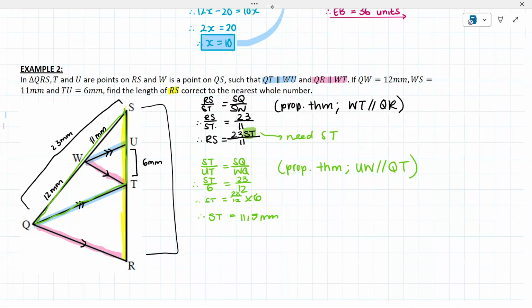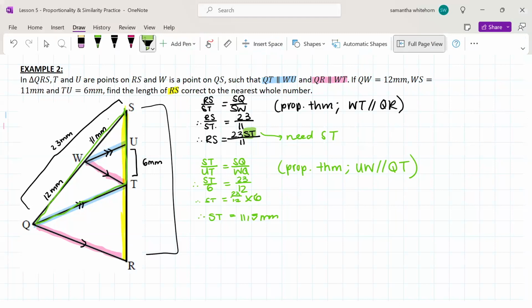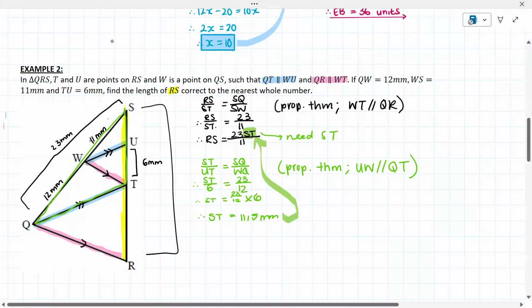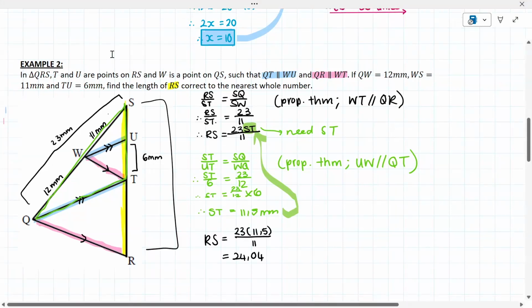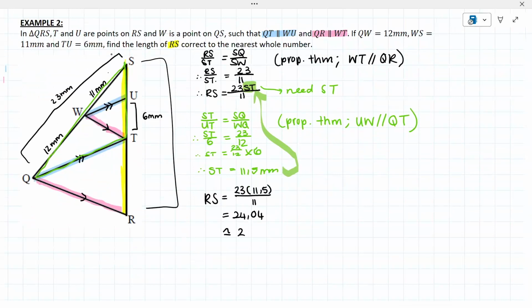Great. Now I know what ST is equal to. I can substitute it back into that equation. So RS is equal to 23 times 11.5 all over 11, which gives me 24.04. It's a whole long situation. But the question said to the nearest whole number, so this is approximately 24 millimeters in length for RS. That weird little squiggle with the line underneath means approximately, just in case you've never seen it before, and you're more than welcome to use that when you are rounding a value.